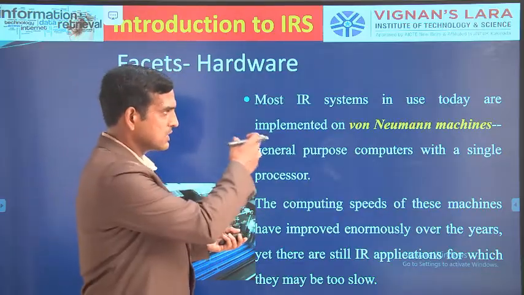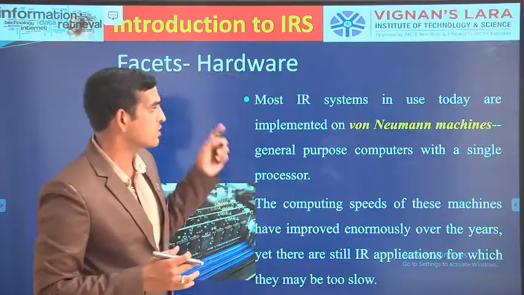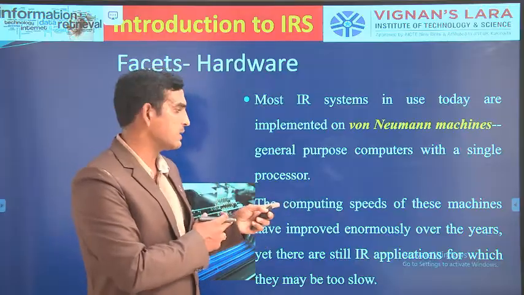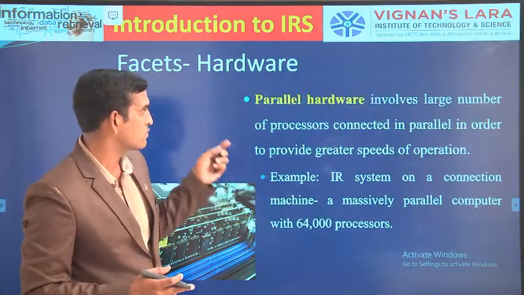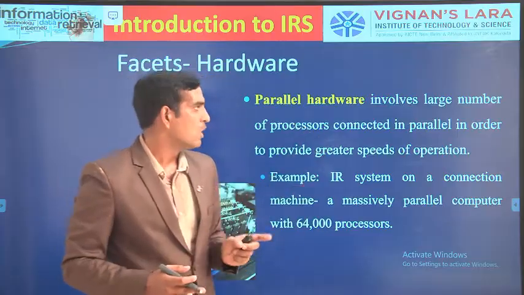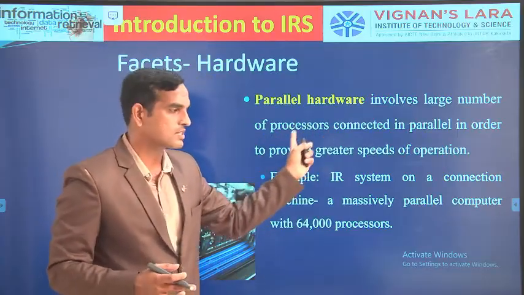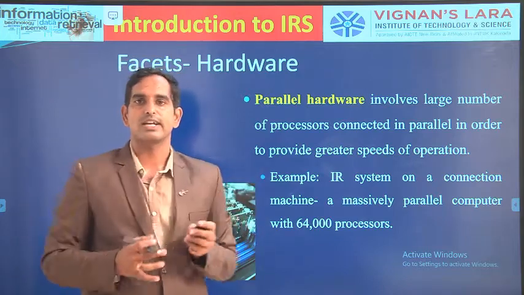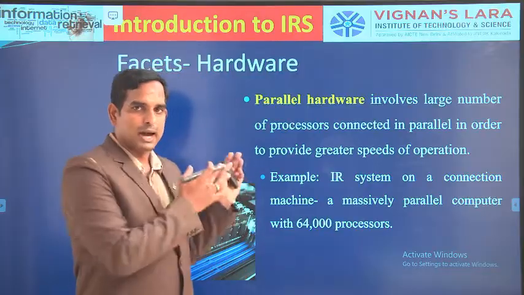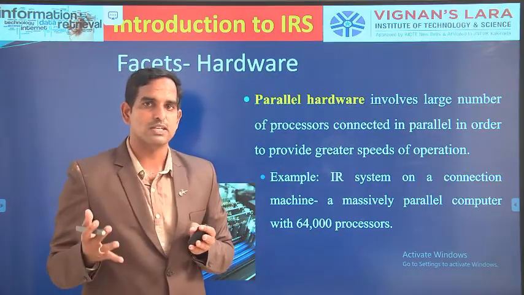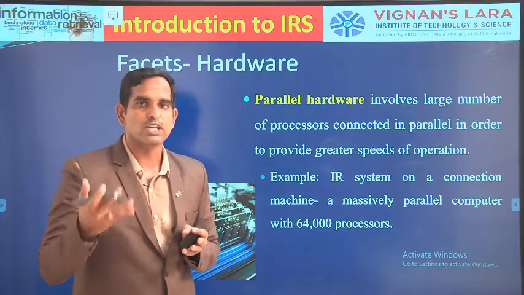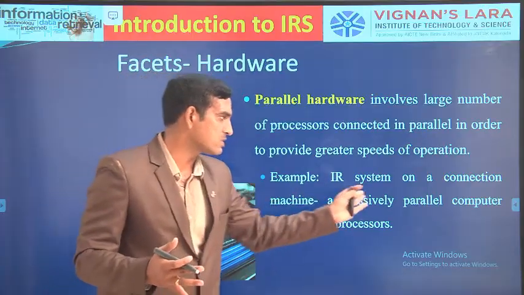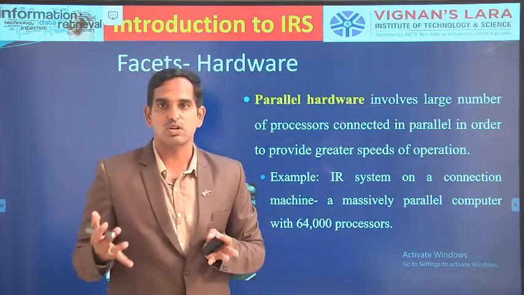So the first type you have as a part of your hardware is your von Neumann machines. Some information retrieval systems will be implemented by von Neumann machines. The second type of hardware is parallel hardware, where you will have a large number of processors connected in parallel in order to provide greater speeds. In von Neumann machines you are connecting only one processor per system. In parallel processing you are providing more than one processor, or a large number of processors, so that you can perform your operations faster. Okay. Example, you will have a connection machine, a massively parallel computer with 64,000 processors.